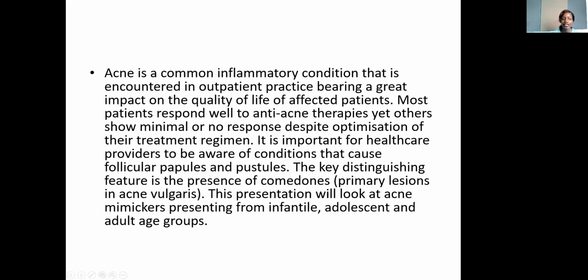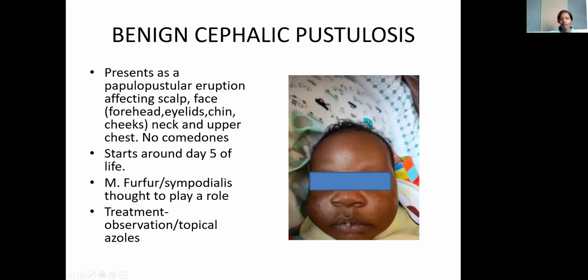So starting from the neonatal period, there's a condition known as benign cephalic pustulosis, and this generally is a condition where you'll have a neonate presenting with a predominant pustular eruption. So they'll have both papules and pustules, and they tend to be concentrated around the forehead area, the eyelids, and the chin. The neck and upper chest may also be involved. Again, you'll not see comedones, but in true neonatal acne, you will be able to see comedones. And this condition tends to start around day 5 of life.